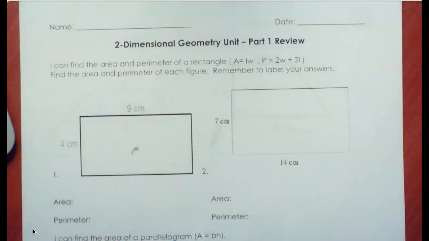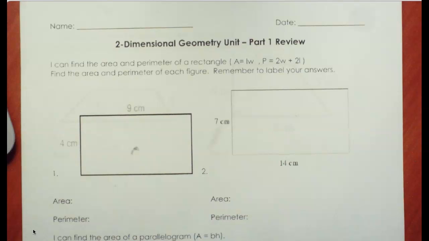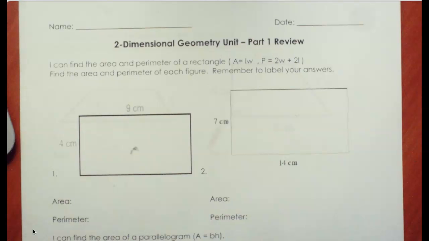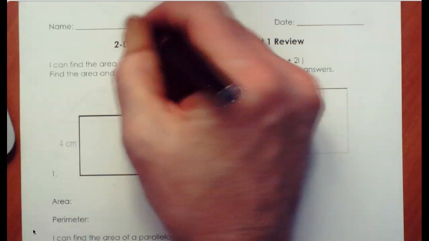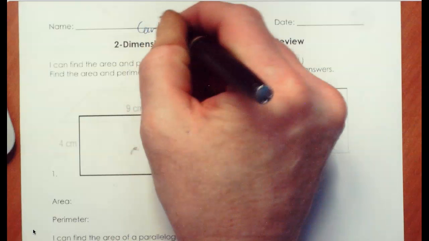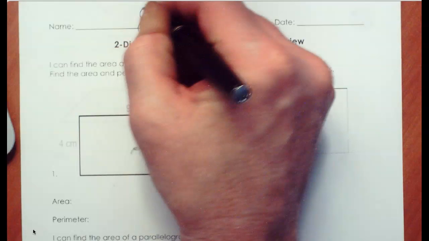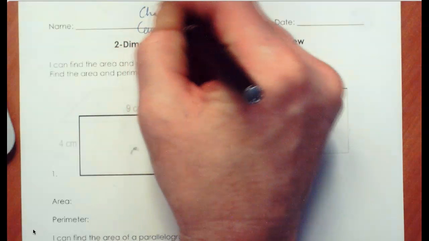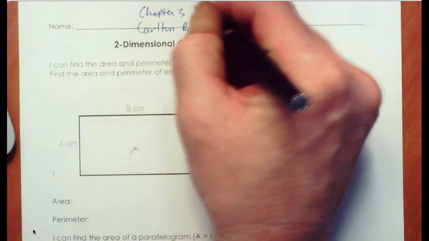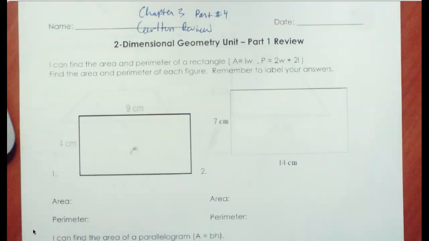Hey, let's get rolling on the two-dimensional geometry review, part one review. If you're a Dudley kid, this would be the Carlton review. This would be for chapter 3, part 4. Same material, each teacher calls it something different.